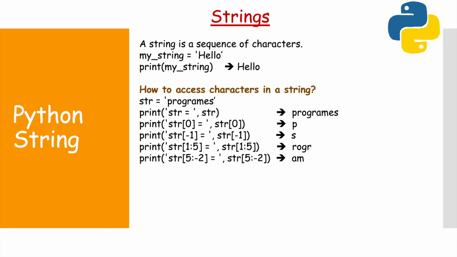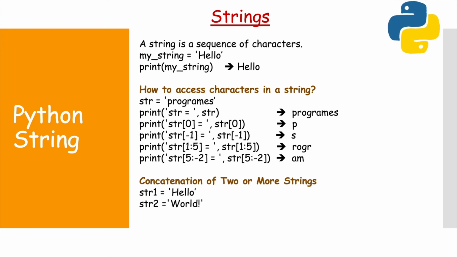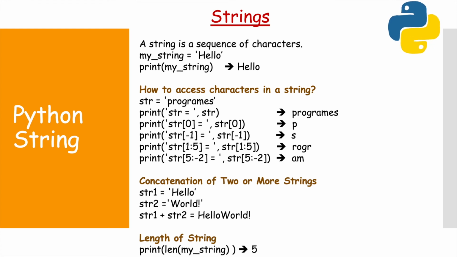Here you are giving 5 as the starting index and -2 as the end index. So you are going to get the characters whose index number starts from 5 till the character whose index number is -3. Now let's see the concatenation of 2 or more strings. This is an example of string 1, that is hello, and this is an example of string 2, that is world. When you want to add these 2 strings together, you use a concatenation operator, that is the plus operator. You get hello world. This is an example of length of the string. If you want to see how many characters are there in a string, you can simply use the length operator. This will return you the number of characters in a string.